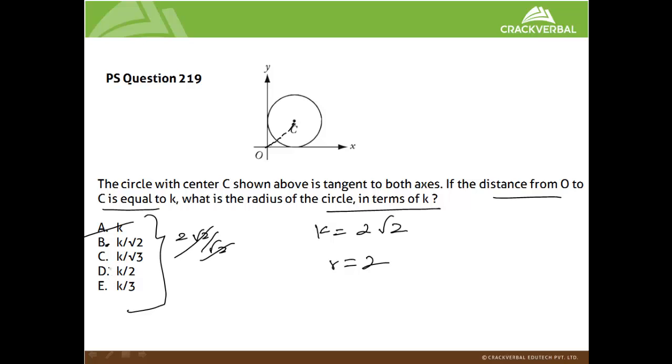Answer choice C, k by root 3, so that is 2 root 2 by root 3, which is definitely not possible. Root 2 and root 3 are both irrational numbers. You cannot strike this off. Eliminate answer choice C. Answer choice D, k by 2. So 2 root 2 by 2 will get you only root 2, but we want 2, so eliminate answer choice D as well. Answer choice E, 3 times, you can sense that it cannot be true because we have 2 root 2 by 3, so it's not going to cancel off anything. So eliminate answer choice E. The answer has to be B, right?